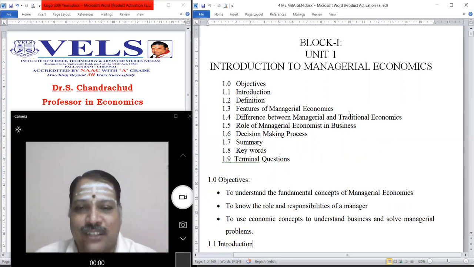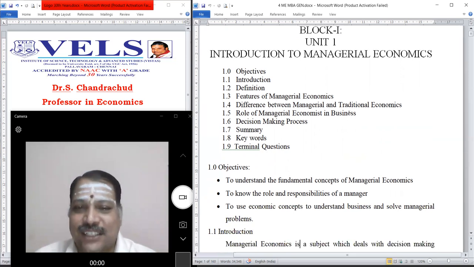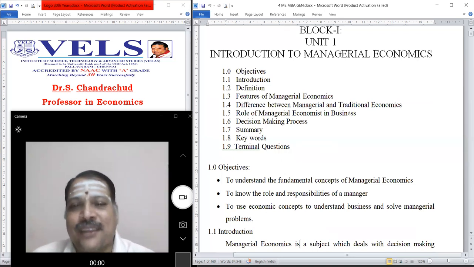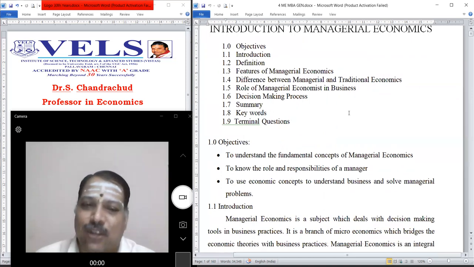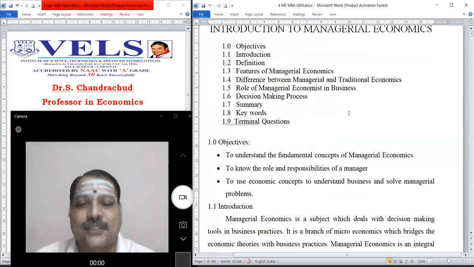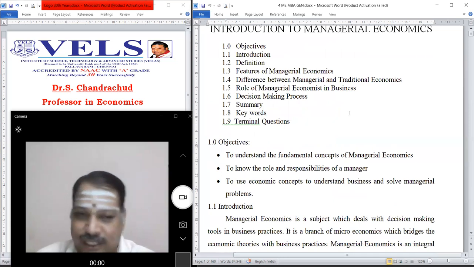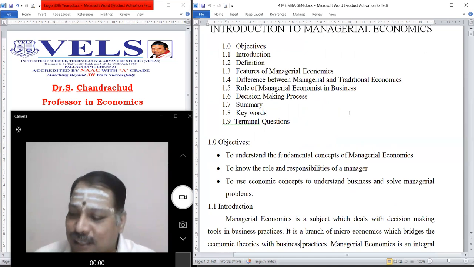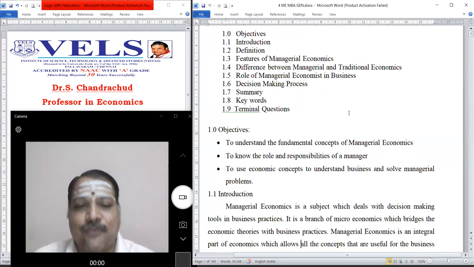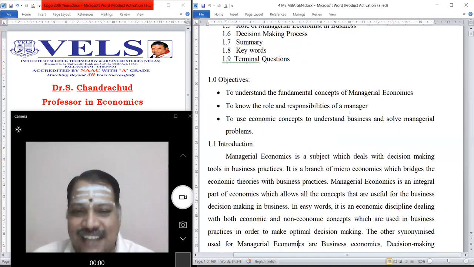After completing all this, we will summarize the topic and I'll give some of the keywords and what will be the semester end questions. The main objective of this particular topic is to understand the fundamental concepts of managerial economics, to know the role and responsibilities of a manager, and to use economic concepts to understand the business and solve business problems, that is, managerial problems. Let us start the class.